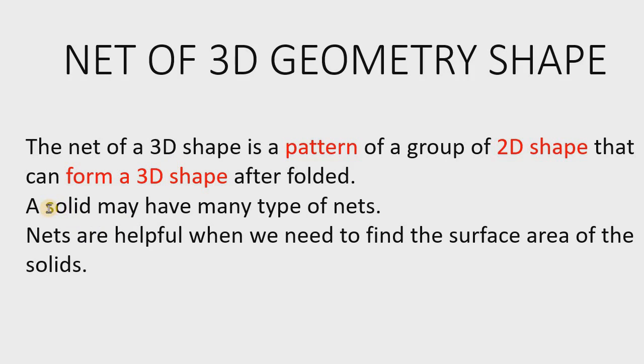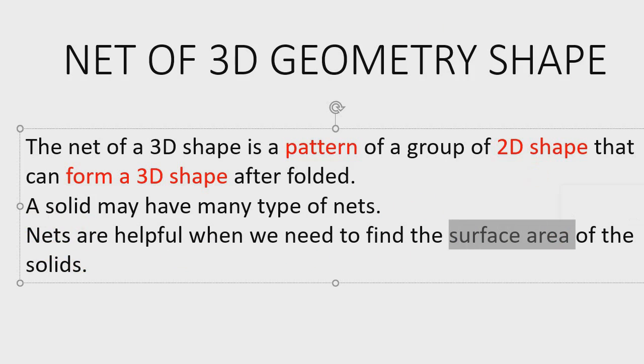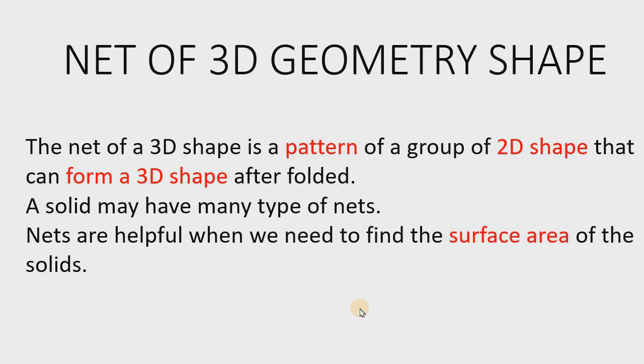Okay, a solid, or we say a 3D geometry shape, may have more than one type of net. Later I will show you. Then the net will always help us to find the surface area. We need to know about net because later we will need to find the surface area.